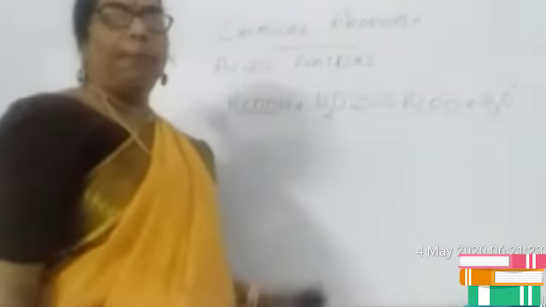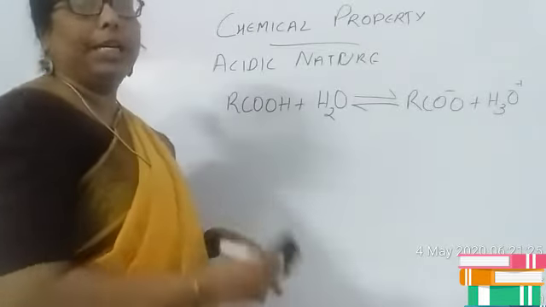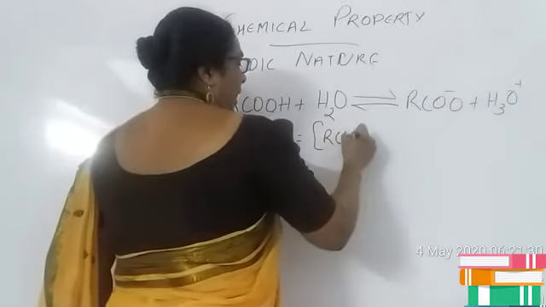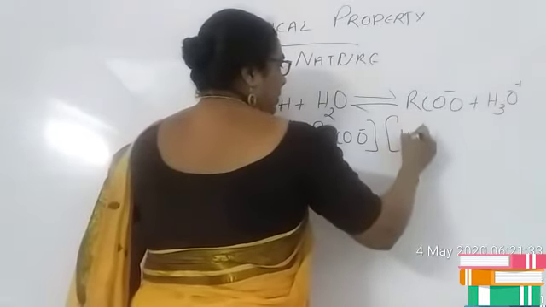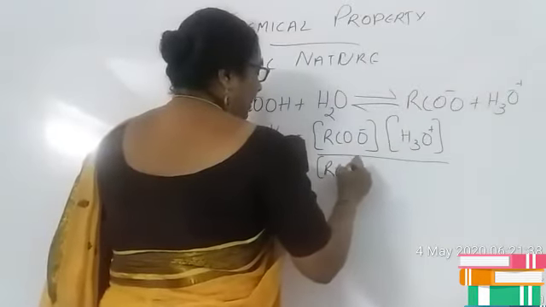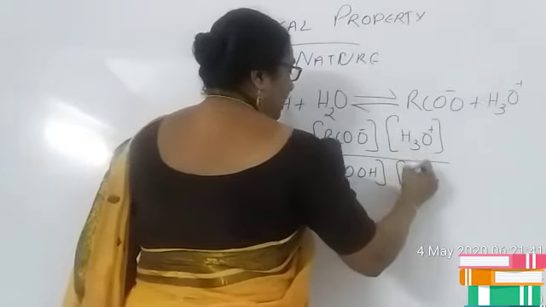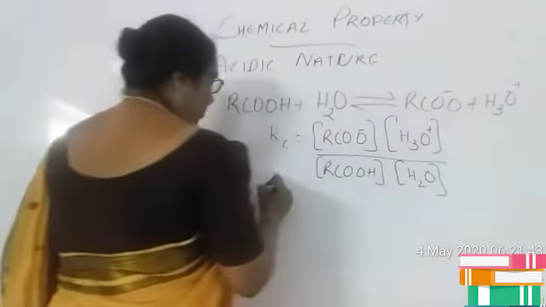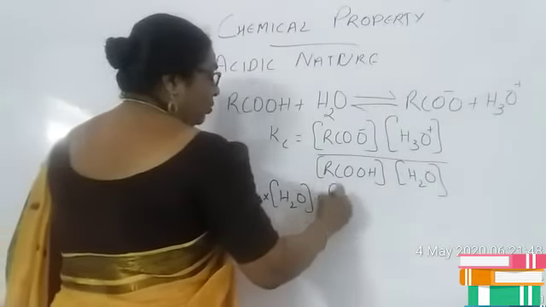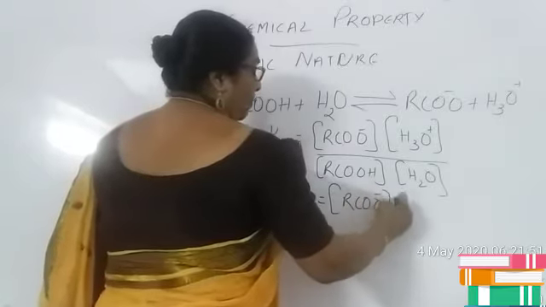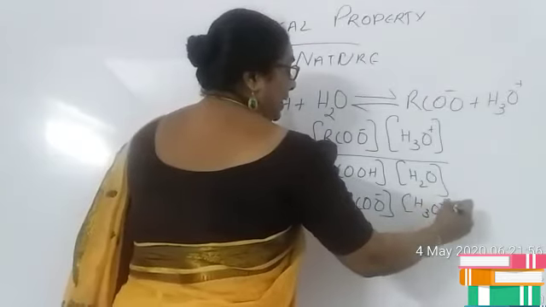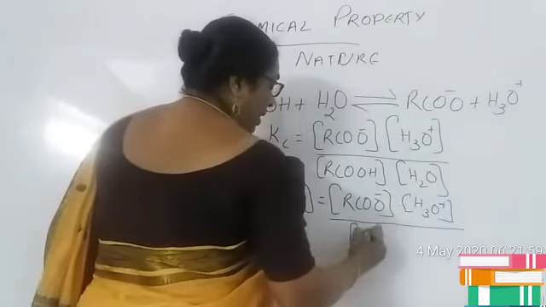Now when you apply the law of chemical equilibrium to this particular reaction, we can say that Kc is equal to the concentration of RCOO minus into the concentration of H3O plus divided by the concentration of RCOOH into the concentration of water. Or we can say that Kc into the concentration of water is equal to the concentration of RCOO minus into the concentration of H3O plus divided by the concentration of RCOOH.